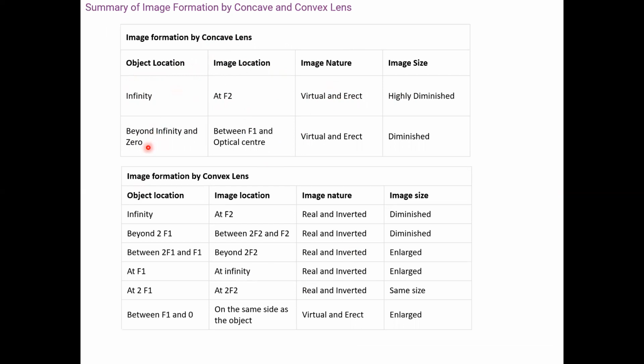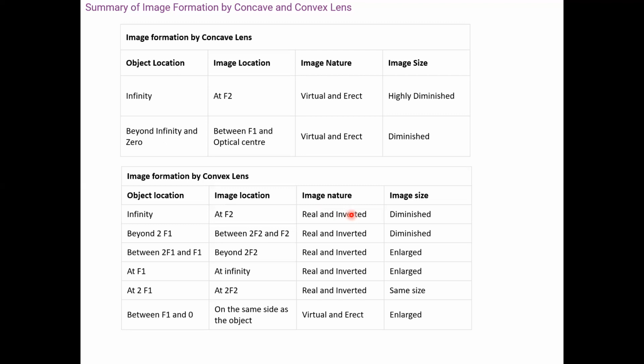And between infinity and zero, that is between optical center and infinity, at any position of the object, you will get an image between principal focus, that is first principal focus, and optical center, and the image nature is virtual and erect. It is highly diminished. Okay, and for convex lens, only for this position, that is when object is placed between principal focus and optical center, you will get a virtual and erect image. For all other cases, you will get real and inverted image. Okay.